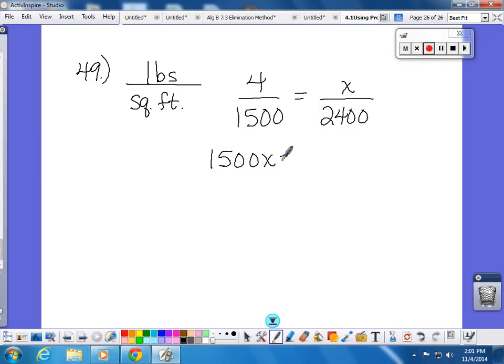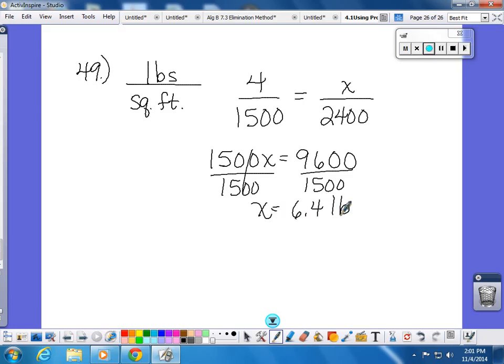So if we cross multiply, and then solve for x, we get 6.4 pounds. Now, it depends on where you buy fertilizer. Sometimes you can get it by the truckload, and you could say 6.4 pounds, but probably what are you going to have to say?